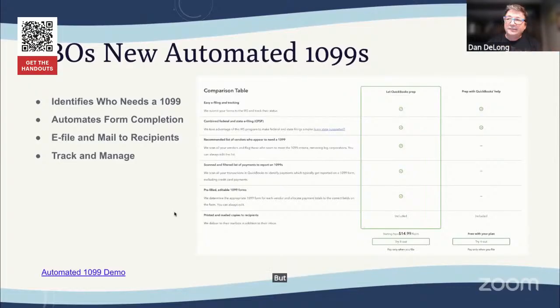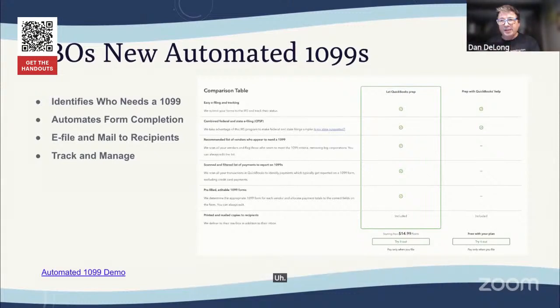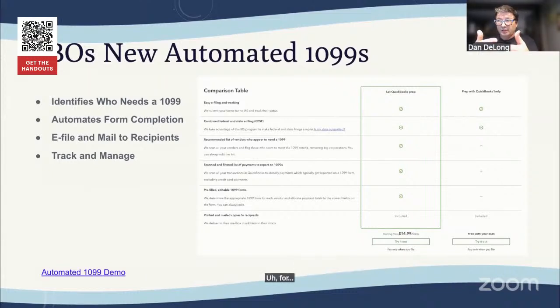But QuickBooks has a newer automated 1099s. The big difference is that you're paying for each form, but on their roadmap, the design or the purpose of these automated 1099 forms is to evaluate and isolate those anomalies, all of these things that we're talking about that make things a little bit more complicated, like, hey, these people got paid in different ways. The big difference there is that you would be paying per form for each client and within each company.